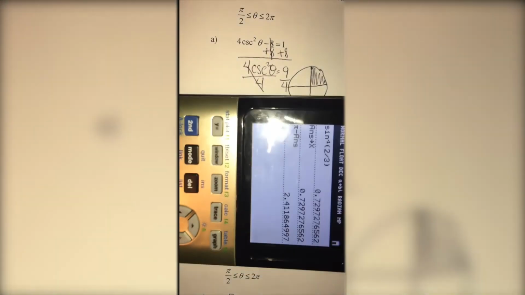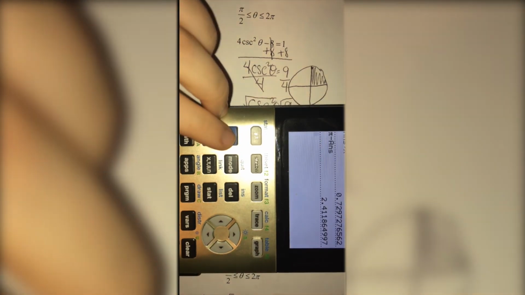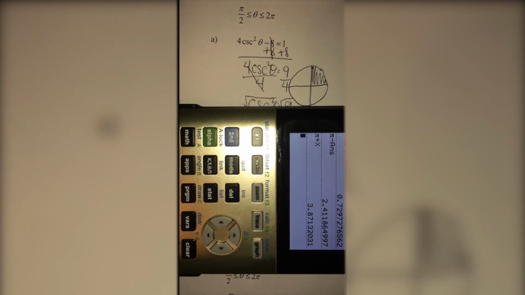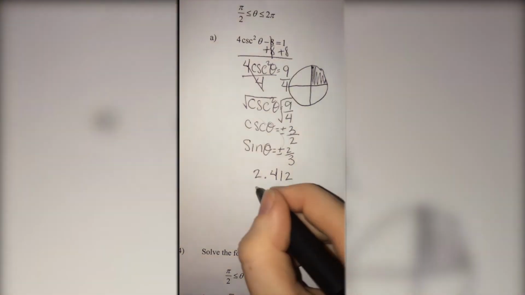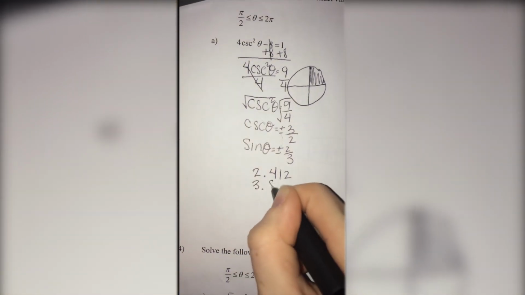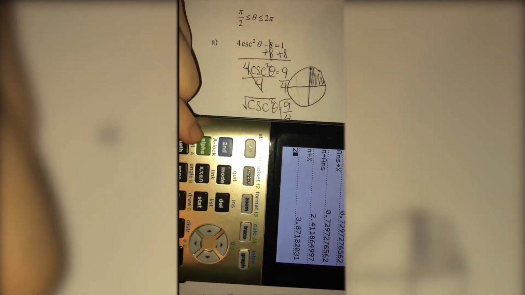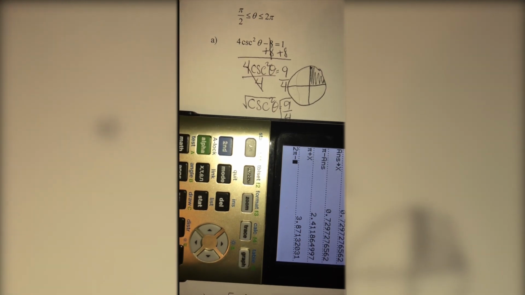Now, add your number to pi. This gives you your third quadrant number. Now, subtract your number from 2 pi to get your final fourth quadrant number.